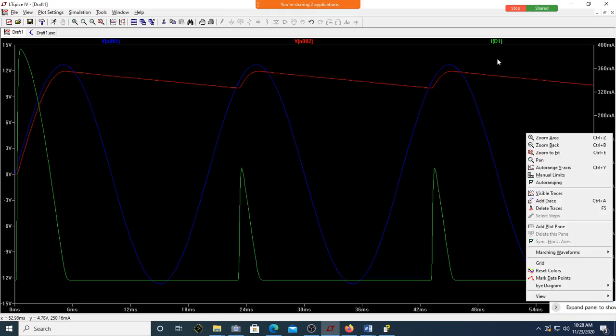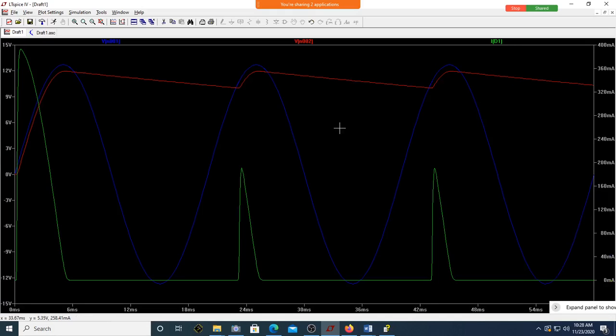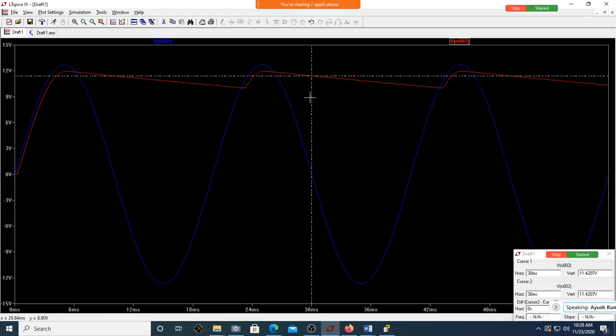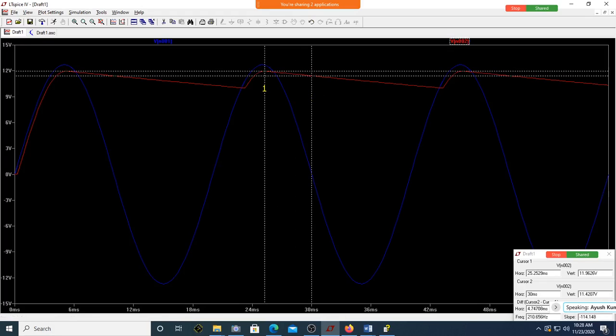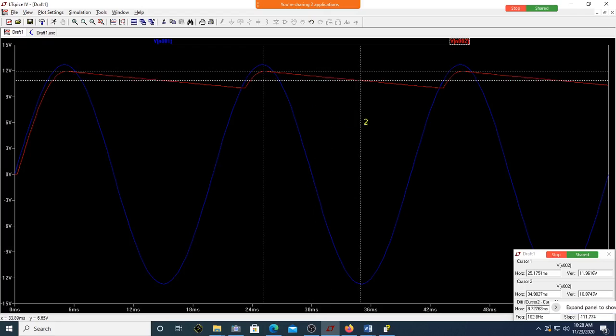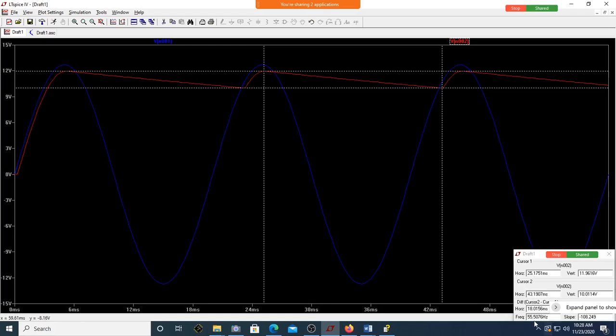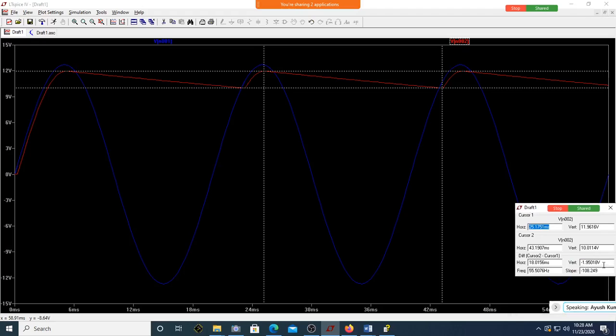Perfect. Now let me just take out this current probe, which is unnecessarily there. I have removed it. Now we can certainly measure the ripple voltage. So I'll keep one marker at the top and one at the bottom of the ripple voltage. How much is that difference? Can you see the difference? The vertical difference is 1.95 volts.